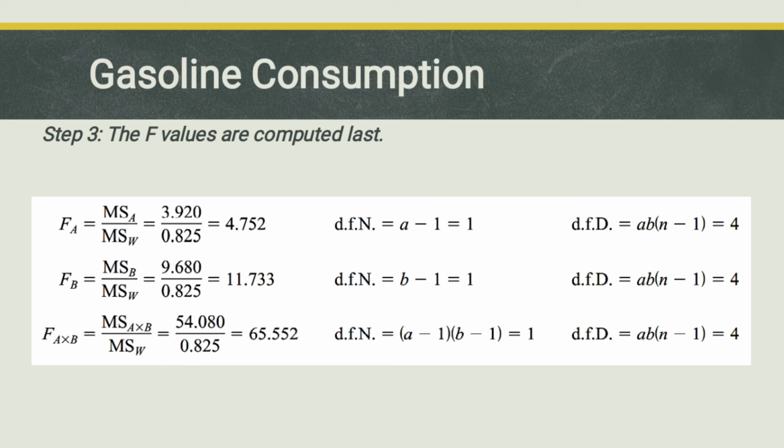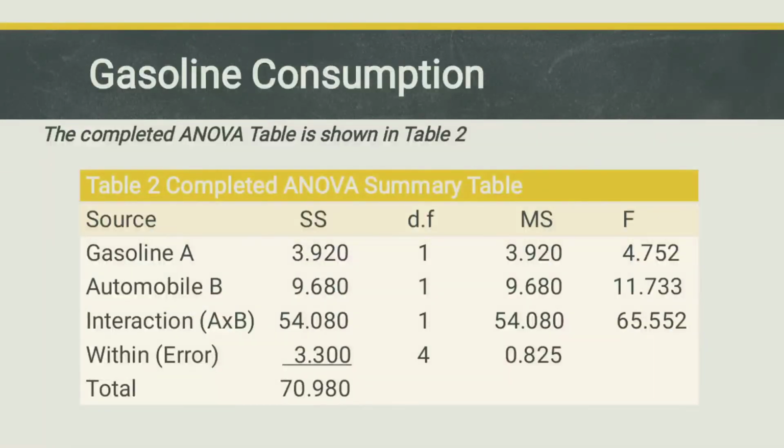Lastly, for the f value for the interaction of both factors, we will divide the mean square for interaction by the mean square within error, so we get 65.552, and our degrees of freedom numerator is 1 and degrees of freedom denominator is 4. So we have now the completed ANOVA table. We find the sum of squares, degrees of freedom, mean squares, and f values. Since it's complete, let's proceed to the next step.